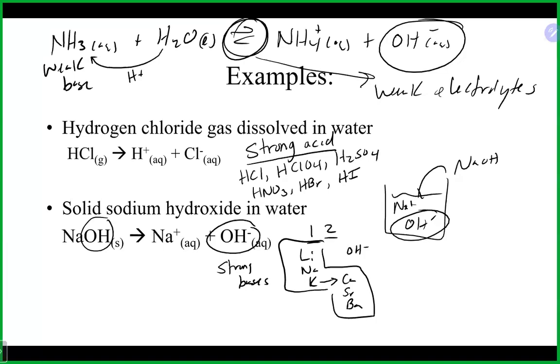Most weak bases, as you'll come across, and again, probably not too much in this class, will look like ammonia. A lot of them are organic type bases. They have that nitrogen, some hydrogens on them, and some carbons and stuff like that. And that's what a lot of weak bases look like.